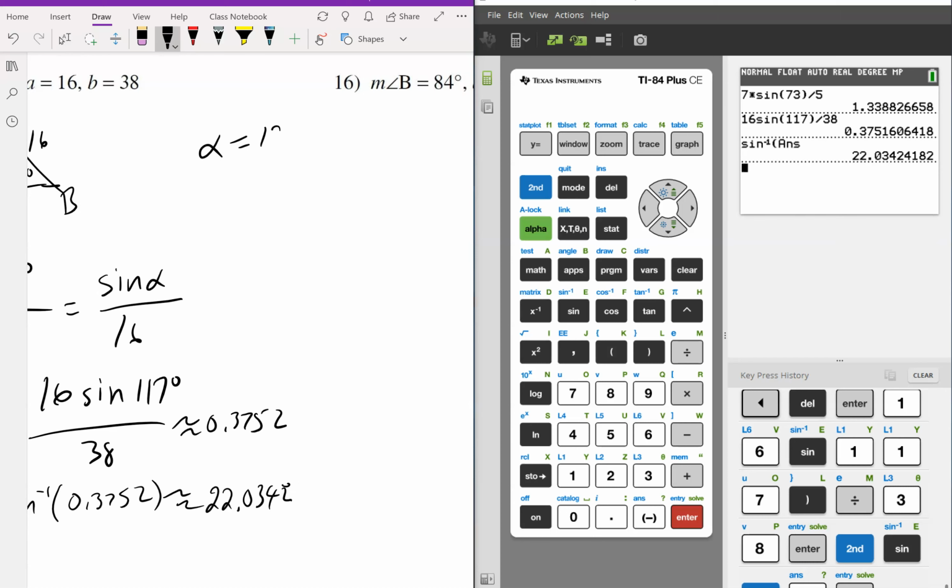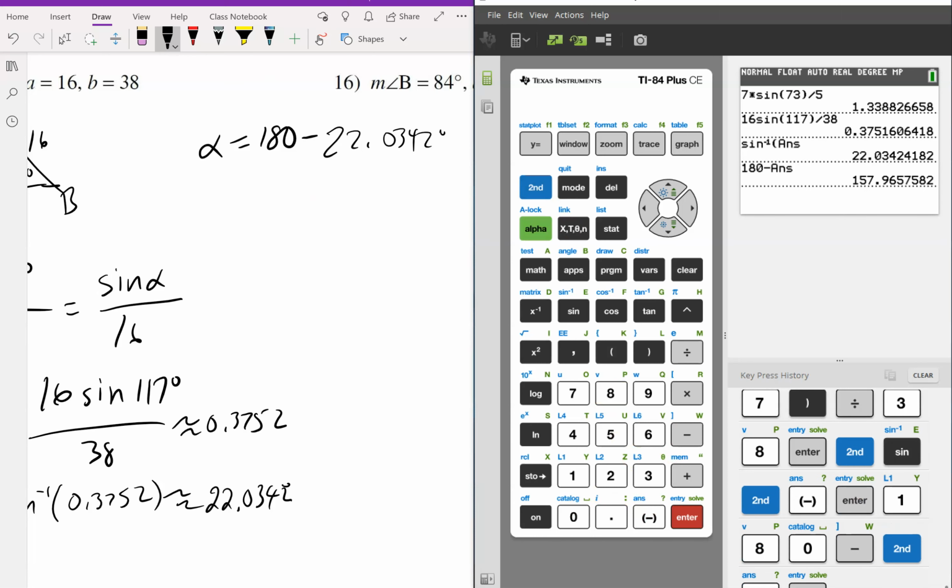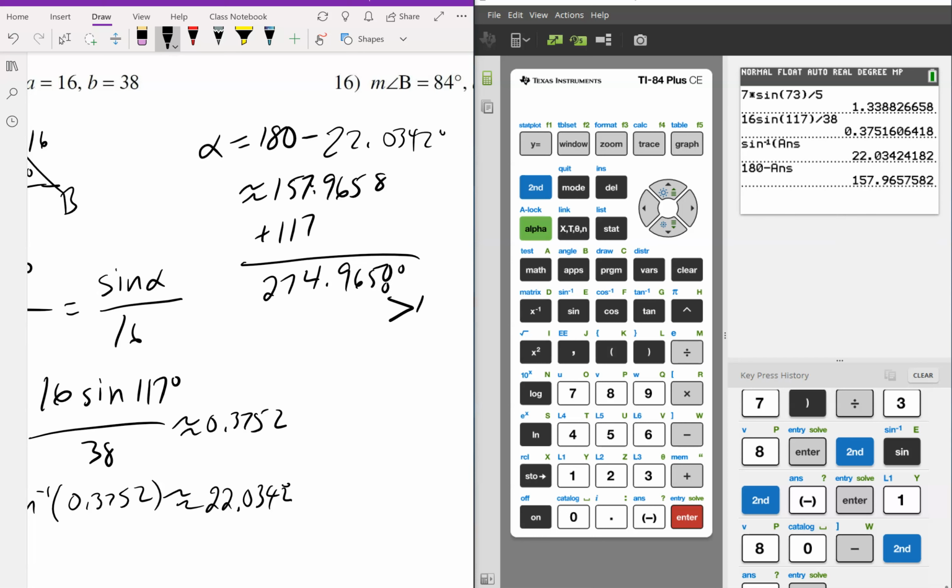But just to do the check that we would do, just to show you what I mean, alpha could also be 180 minus the 22.0342. So do 180 minus the previous answer. That is about 157.9658. Add your 117 for the beta. That gives you 274.9658 degrees, which is certainly greater than 180. So that tells us we get one triangle. We don't get a second triangle. This has to be less than 180 to get a second triangle.